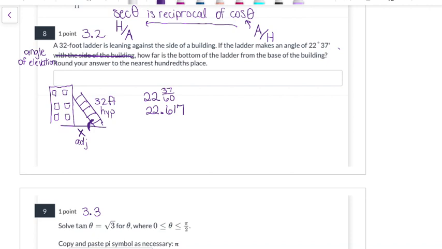Adjacent and hypotenuse is cosine again. I don't know why on this review I just love me some cosine apparently when I made this. It equals the adjacent over the hypotenuse. To get your final answer, multiply by 32 on both sides. That means x is by itself, which is what you want.